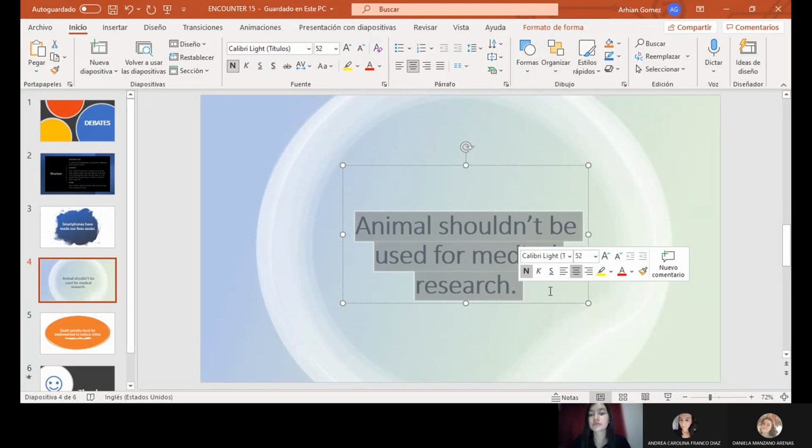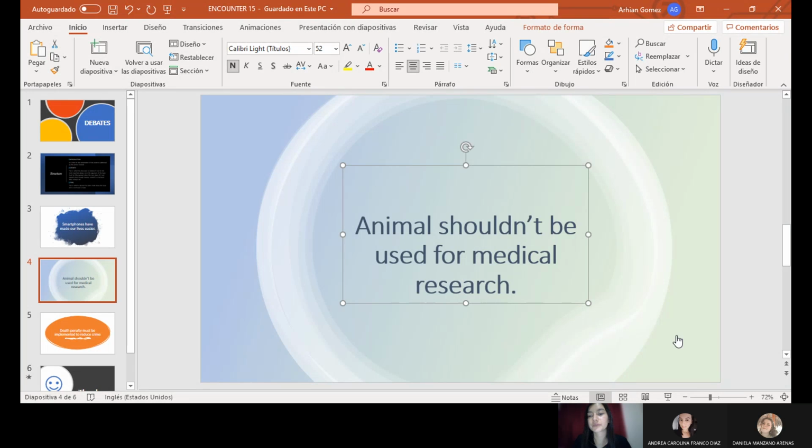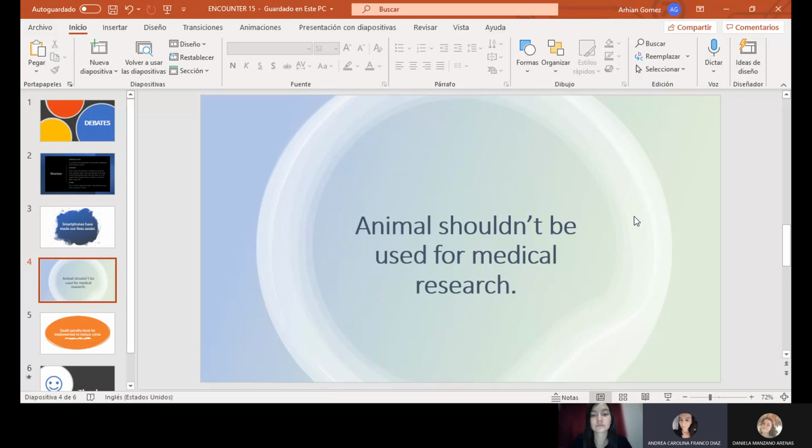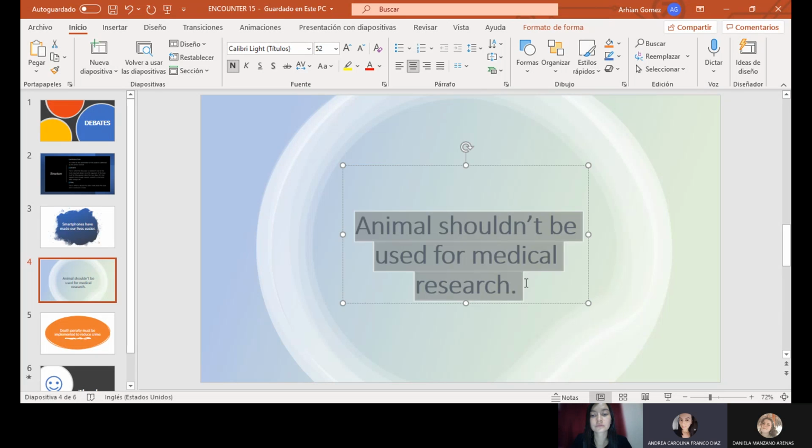Animals shouldn't be used for medical research. Okay. I am going to give you 3 minutes to prepare your ideas, about pros or cons group. 3 minutes, girls. Teacher, I have a doubt. The topic is animals shouldn't be used for medical research. So I have to find the positive things about medical research in animals.